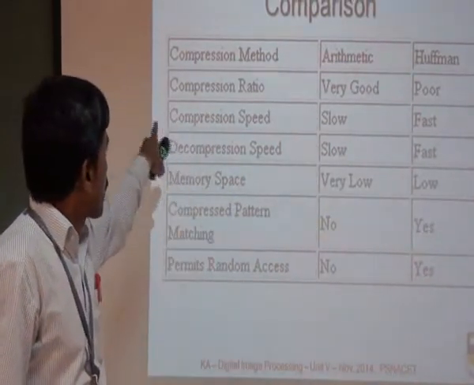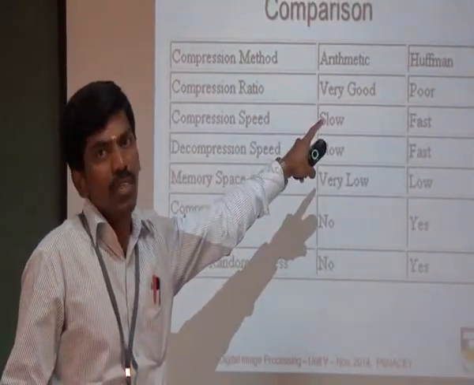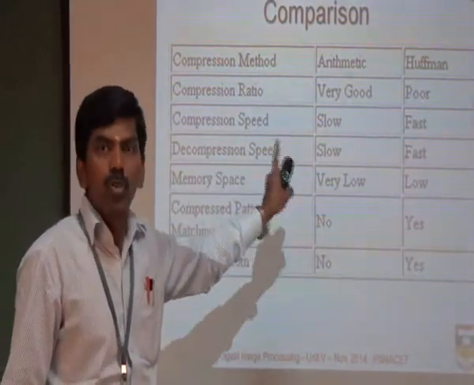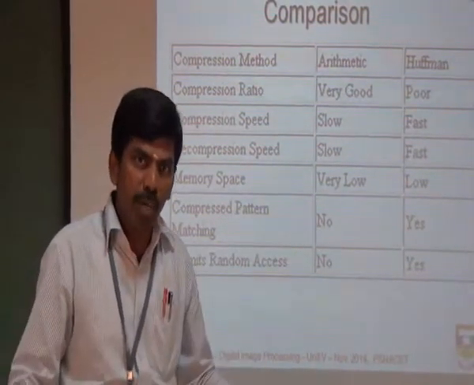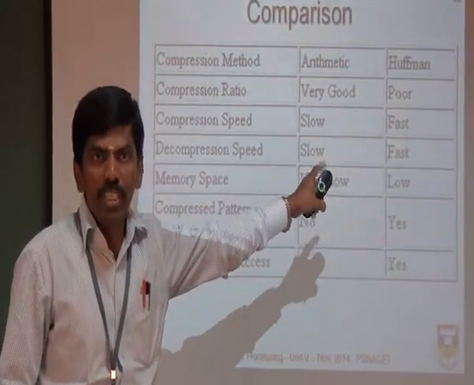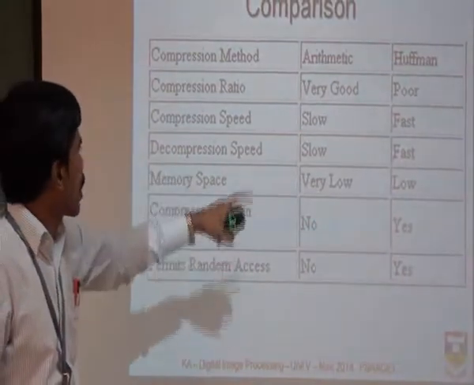So what will happen? Compression method: the compression ratio is very good for arithmetic code. I told you the compression efficiency is very bad for that. Next one is the compression speed. Arithmetic code is slow. The reason is the subinterval segmentation. But in Huffman code we are not using subintervals; we simply assign the code, which is very fast. That is the reason. Next, decompression speed, slow and fast.